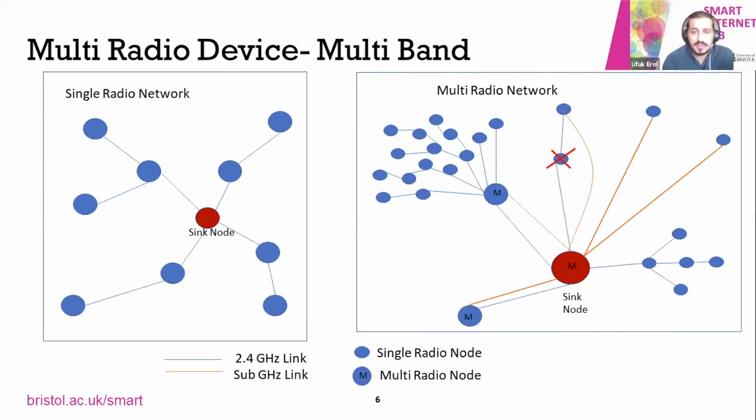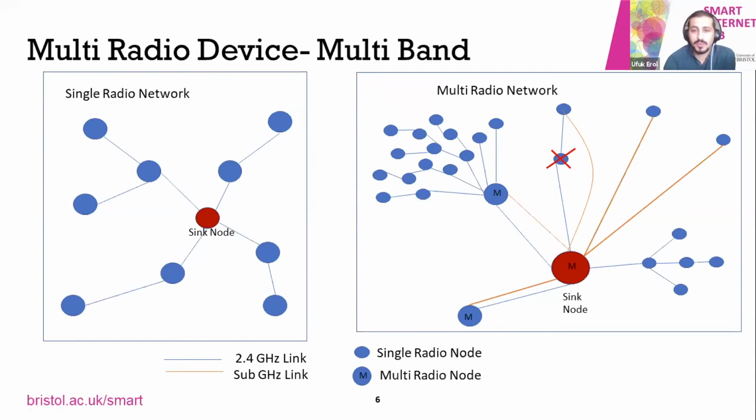Nowadays people mostly use 2.4 gigahertz links. These links have a specific range and a specific data rate, but it causes a bottleneck problem when you get close to the sink node, as you can see on the left side. When the data aggregates close to the sink node, we see lots of drops due to the bandwidth of the radios. On the right side, as you can see, I apply sub-gigahertz radios as well.